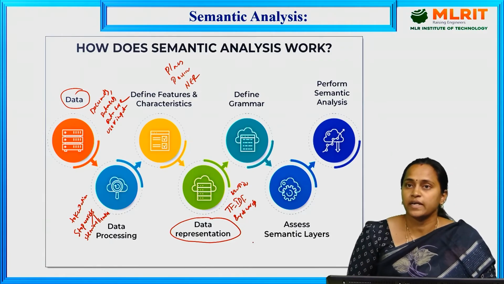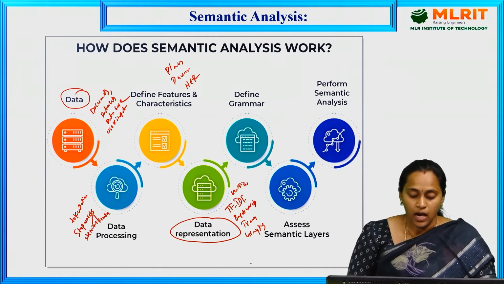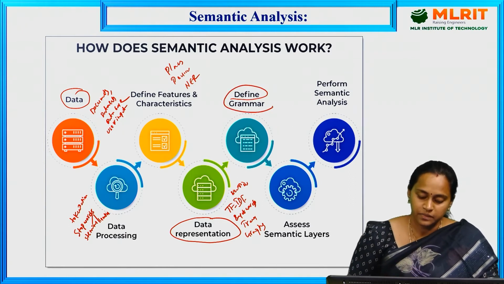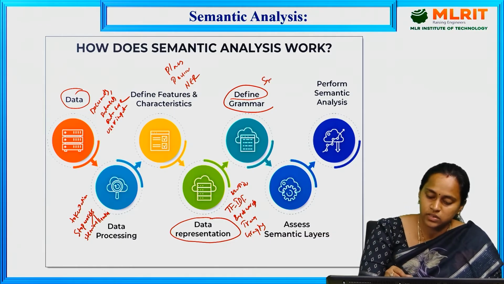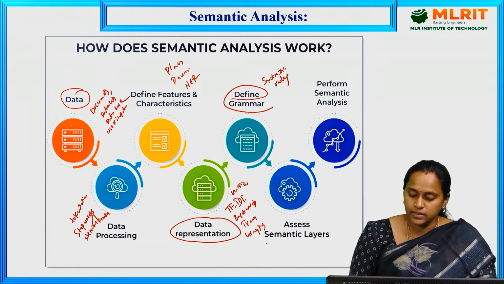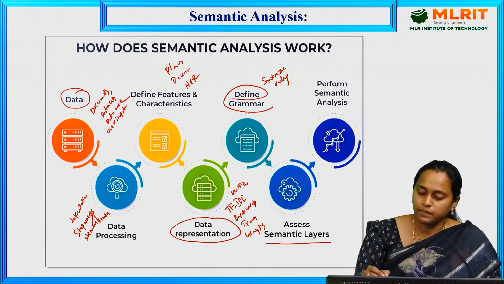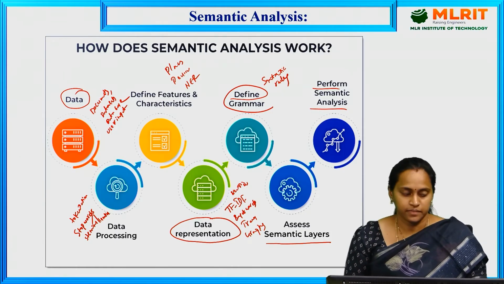That means we have to represent the data in a structured format, that means trees, graphs. This is the data representation. After data representation we have to define the grammar. That means after finding the tree we have to apply the grammatical, that means syntactical, rules. After this, assess the semantic layer. That means we have to find out the meaning of the documented data. Finally perform the semantic analysis. This is overall how semantic analysis works, right?